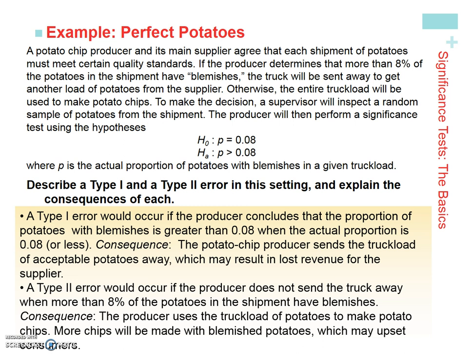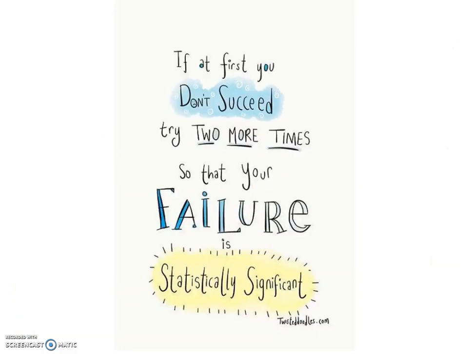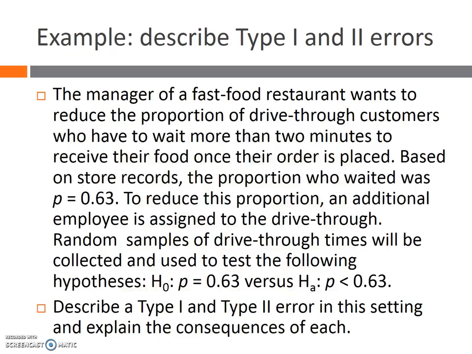This can be confusing. It takes a little bit of time, right? I've been doing this for many years, and it still takes me a minute or two to think about, okay, what's the difference between a type 1 and a type 2? What does it mean in the context of problems? If at first you don't succeed, try 2 more times so that your failure is statistically significant. I just like that. That's fun.